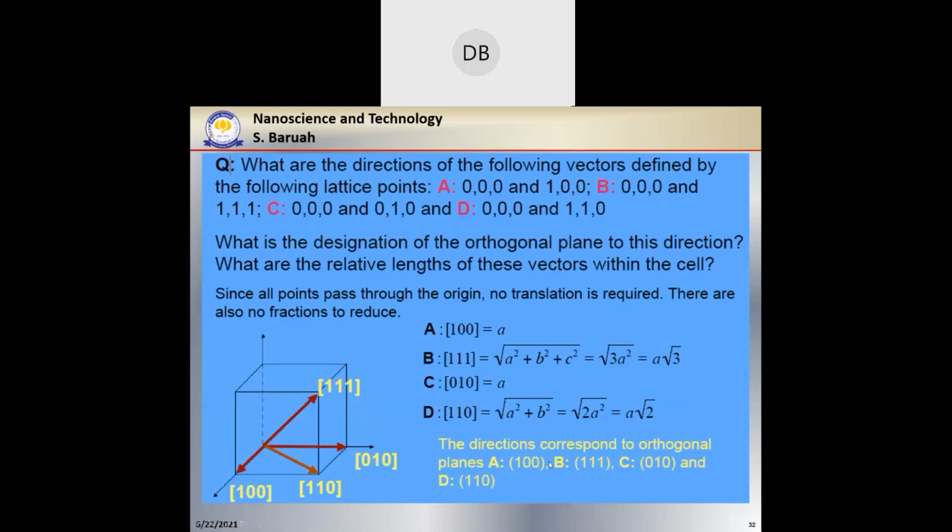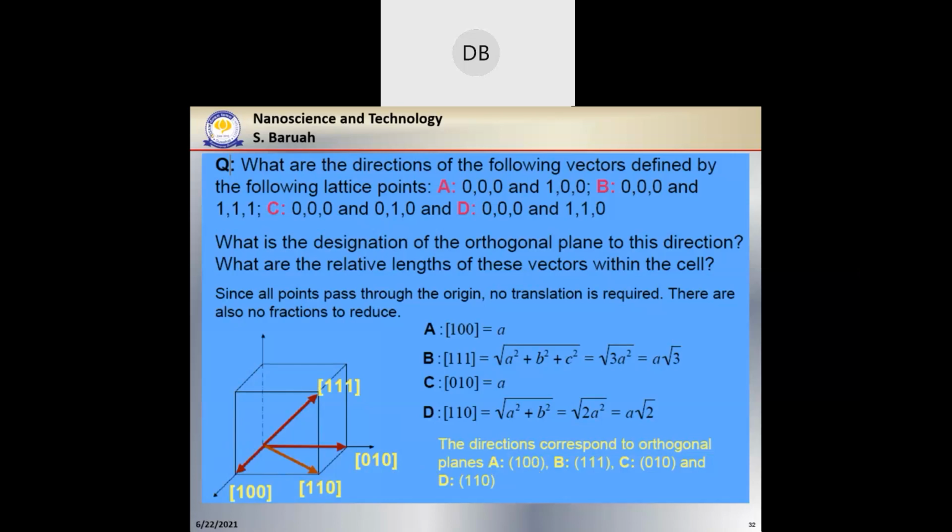All right. A is 1, 0, 0. All right. So orthogonal planes, that means this is the direction and it is going out perpendicular to this plane, right? This particular plane, this vector is going out perpendicularly, correct? So we will designate this as having the same value as this plane, okay? But only in a perpendicular direction. That's why this plane is the 1, 0, 0 plane, okay? So the 1, 0, 0 plane. So this vector direction is 1, 0, 0.